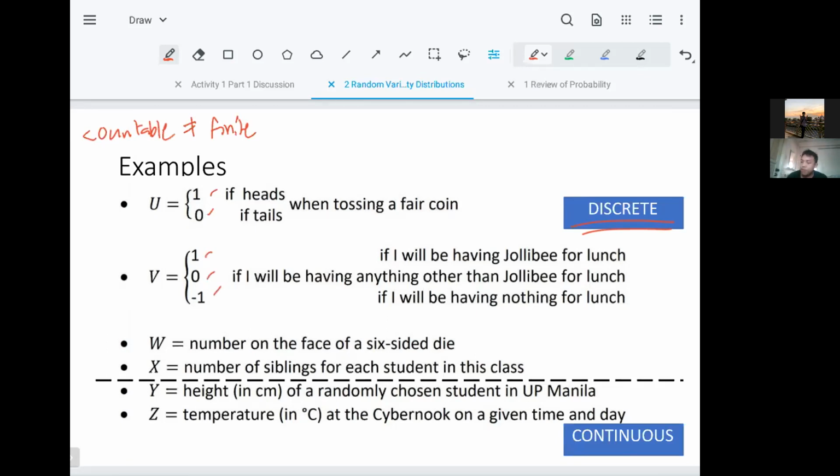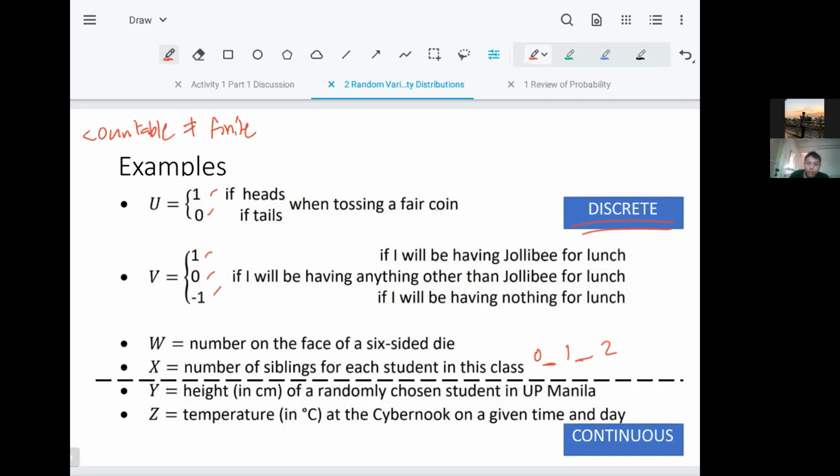What about number on the face of a six-sided die? 1, 2, 3, 4, 5, 6. What about the number of siblings? Pwedeng wala, 0, 1, 2, 3, 4, 5. Meron ba akong definite na limit? Wala, di ba? So I don't know. But it's still countable. Since I can't put any other number in between 0 and 1, any other number between 0 and 2, na literally half yung sibling. Wala, di ba? Kahit half sibling pa rin. So, those are discrete random variables.